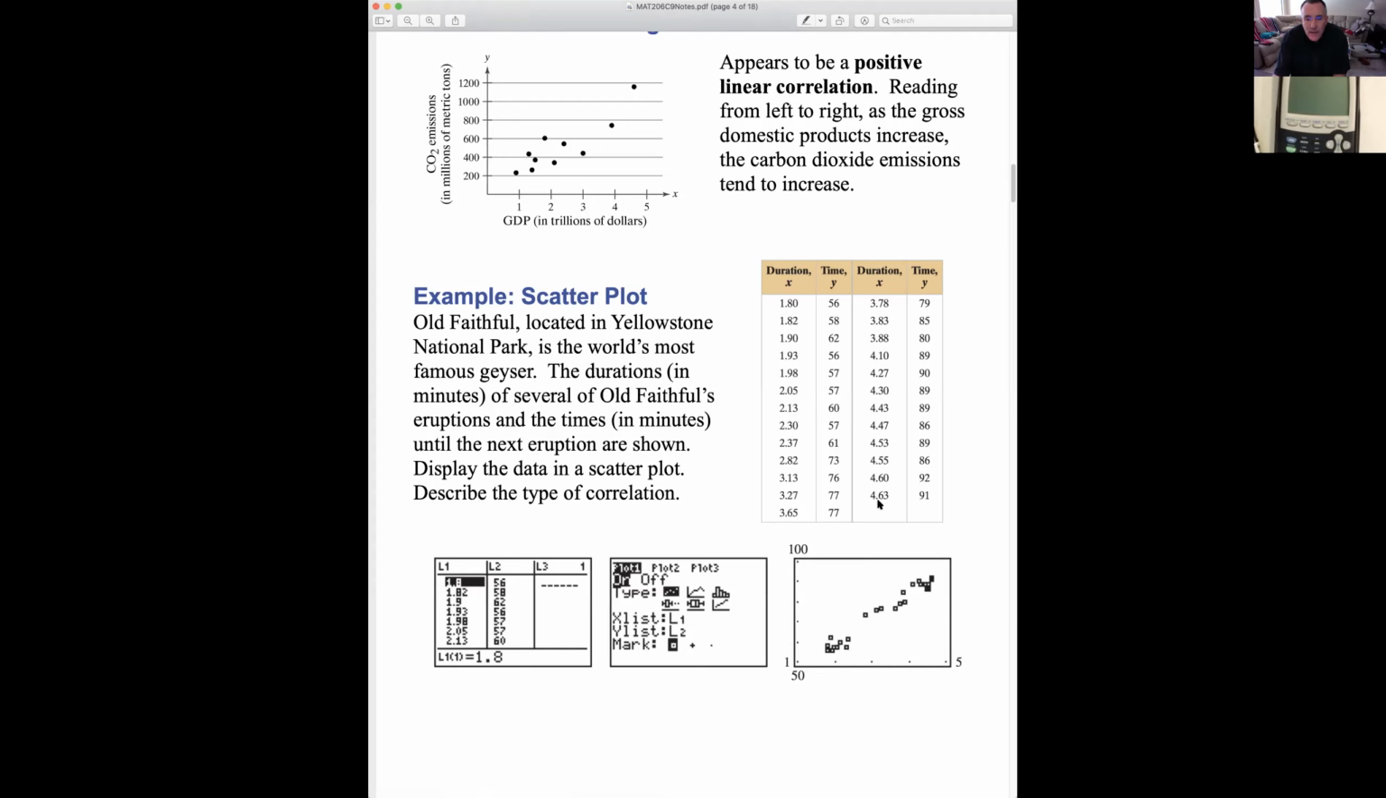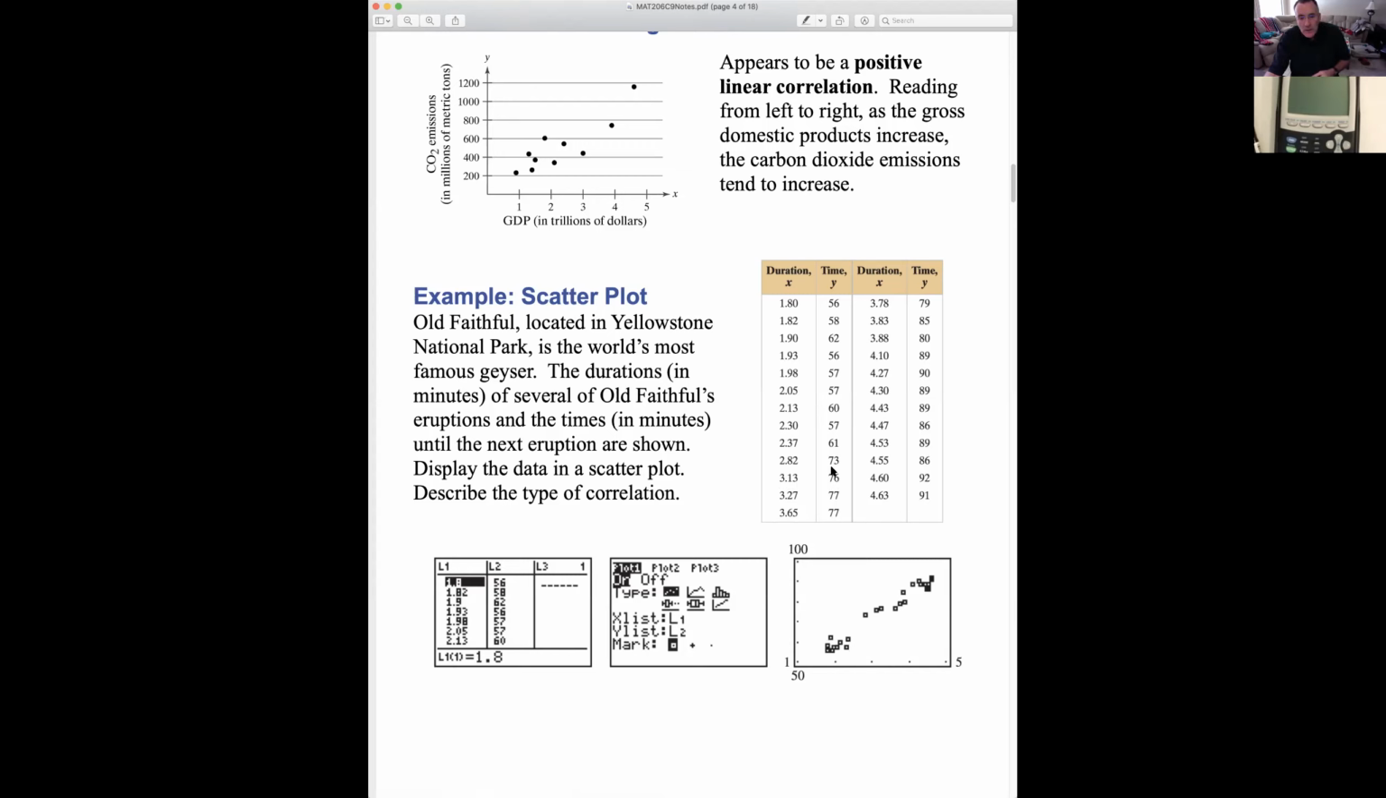So you'd say about 3, well, look at this. This is 2.82, took about 73 minutes. 3.13 took about 76 minutes. So it looks like about 75 minutes or so. So I have an hour and 15 minutes. So I can go explore the park. I can drive over and get a hot dog and come back and then watch the next eruption.